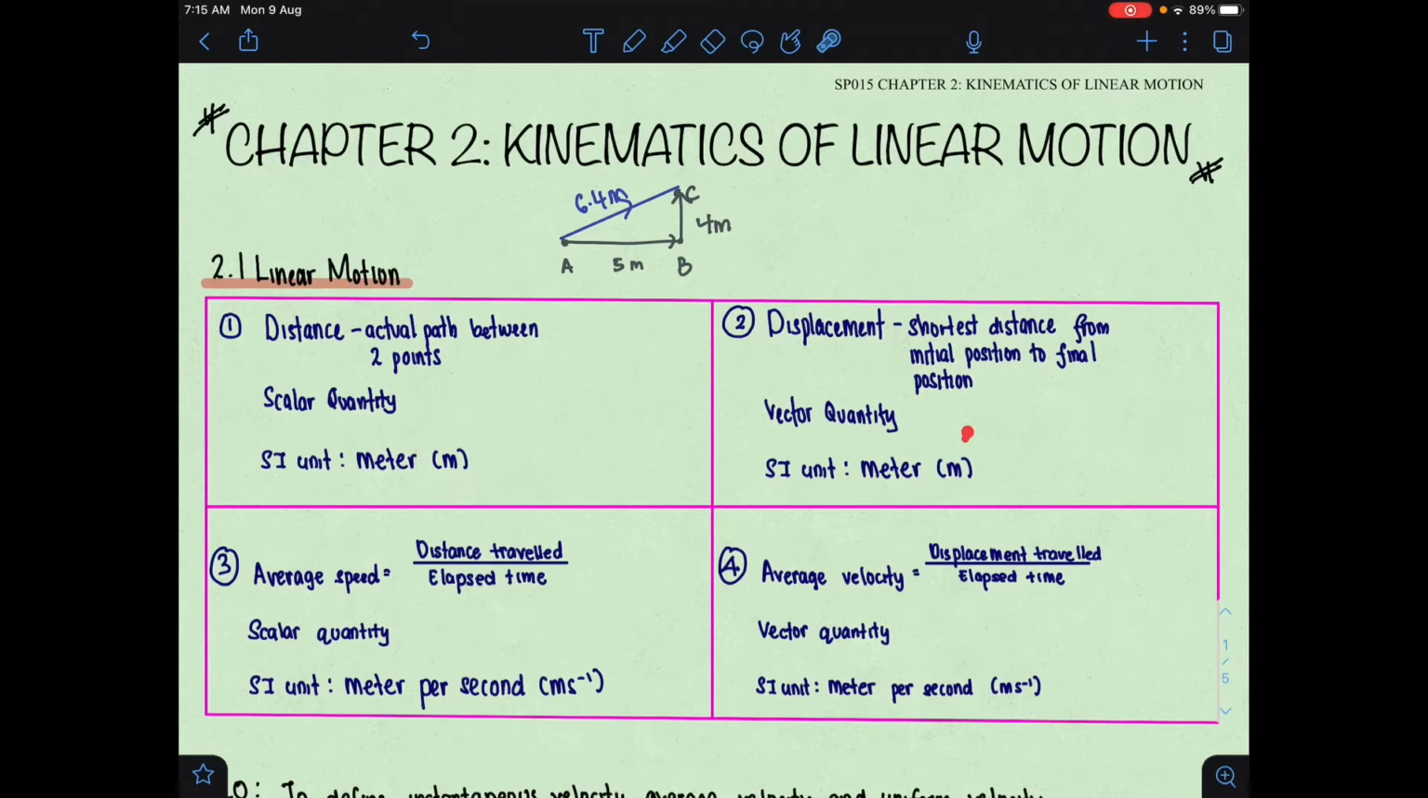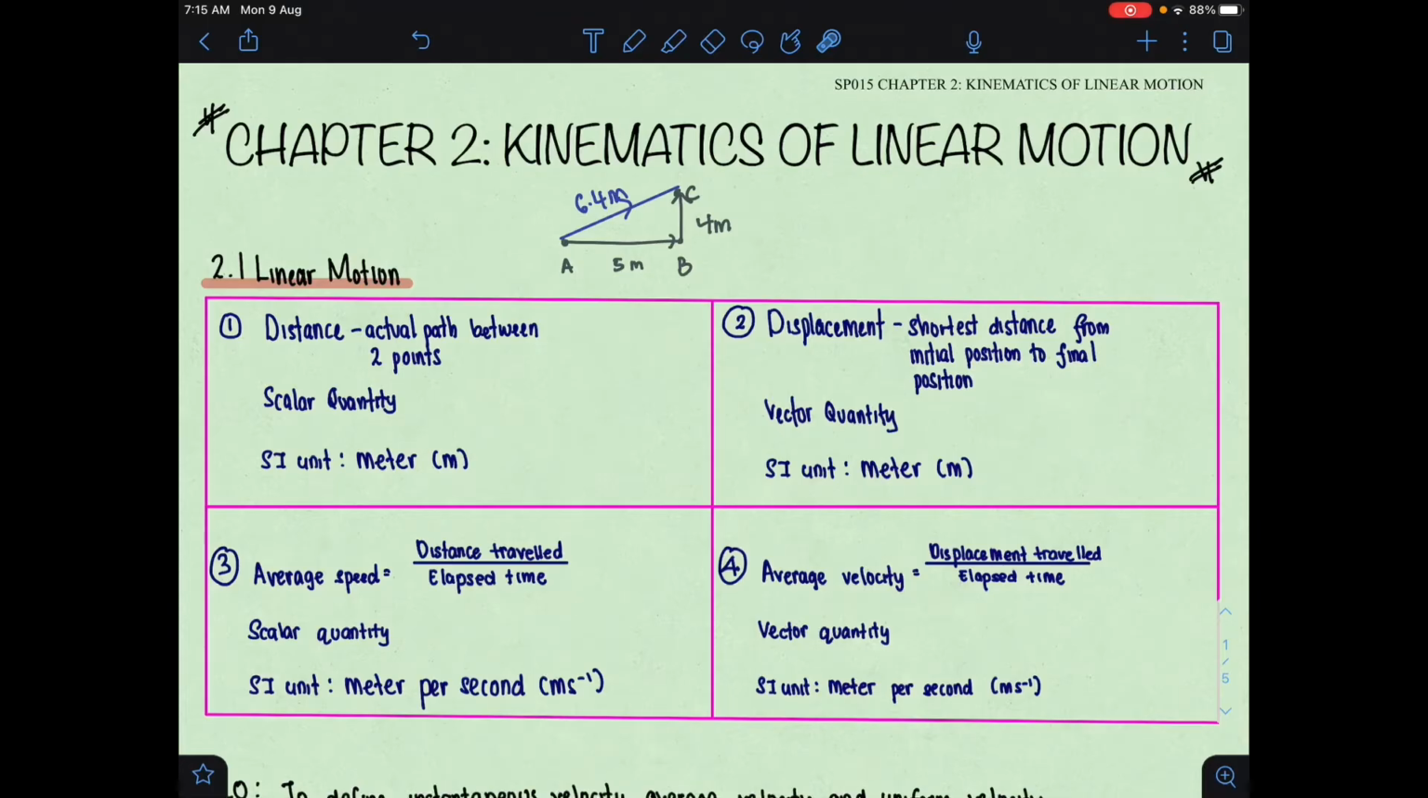Okay, so distance and displacement, they basically are the same thing. They want to measure the length. Okay, they want to measure the length. However, distance measures the actual path. Apa saja perjalanan yang kamu lalui, dia akan kira. Displacement adalah the shortest one to reach a point from a particular point.